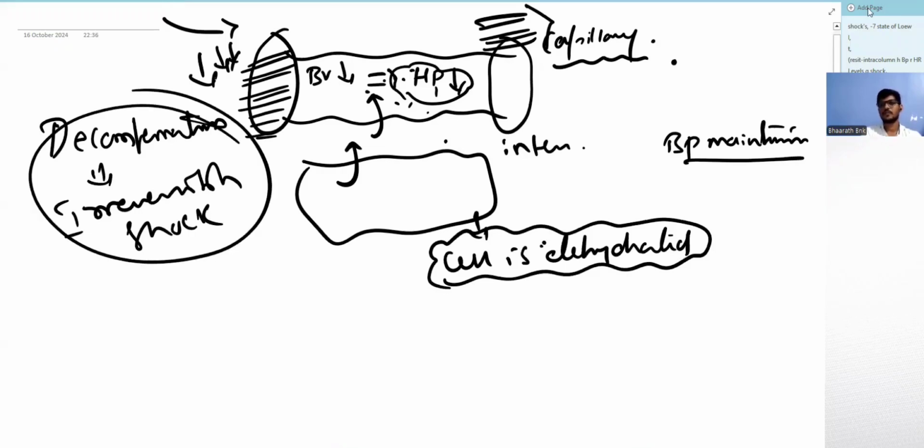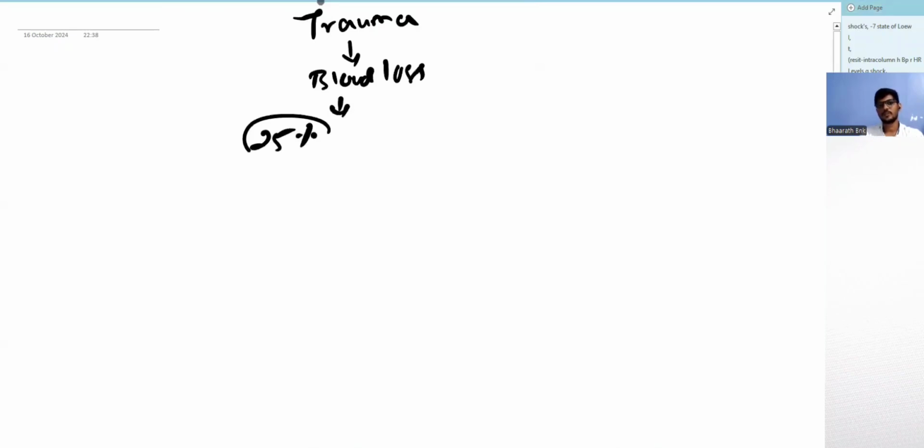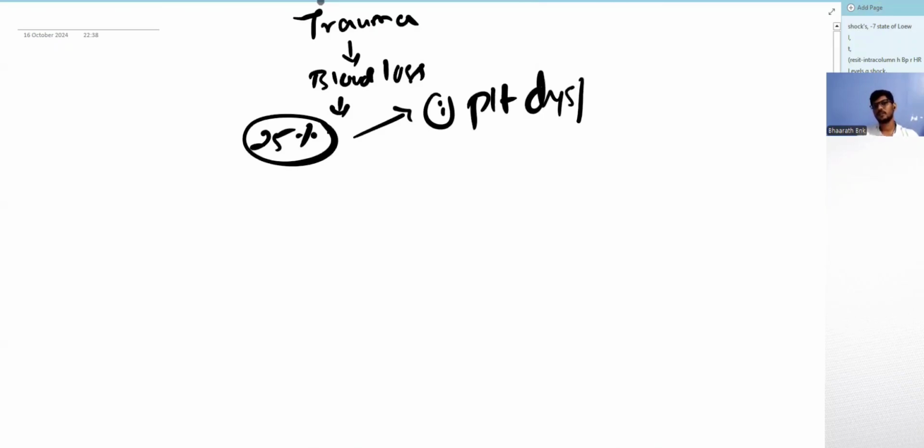With this, I just want to tell an introduction to the triad of death. So, because we are talking about trauma, the hemorrhagic shock. When there is a trauma and there is blood loss, approximately 25% of these patients, within minutes of the blood loss, if there is a significant blood loss causing class 3 or class 4 shock, within minutes of this blood loss, these patients develop platelet dysfunction.